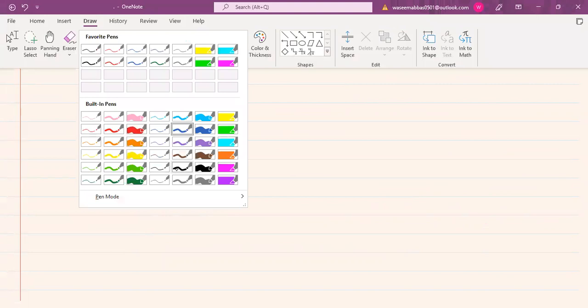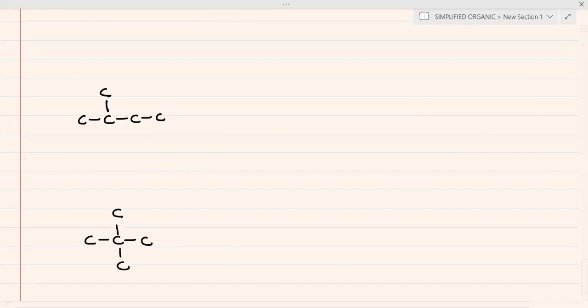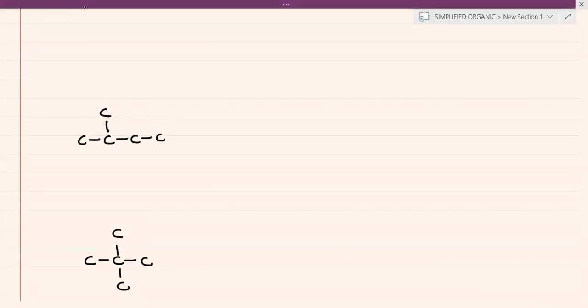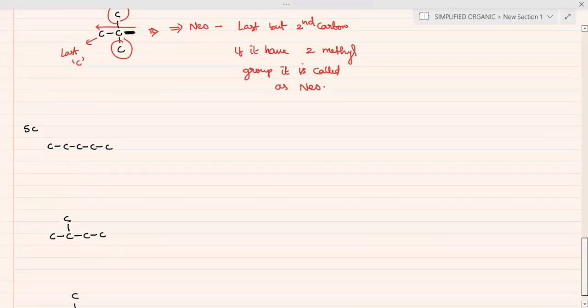For example, I'll go further. If I give you five carbons, you can write a five carbon skeletal structure like this, or you can write five carbons in this way, or you can also write five carbons in this way. So in total, in three ways you can represent the five carbons.